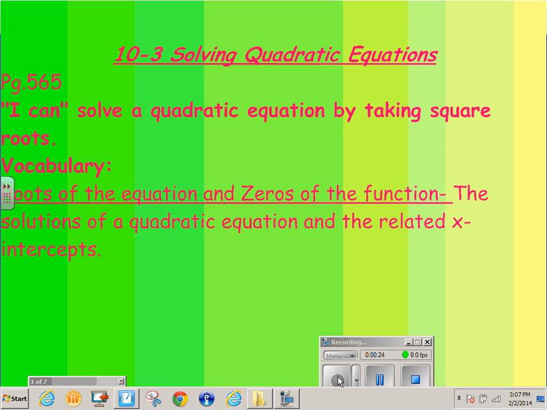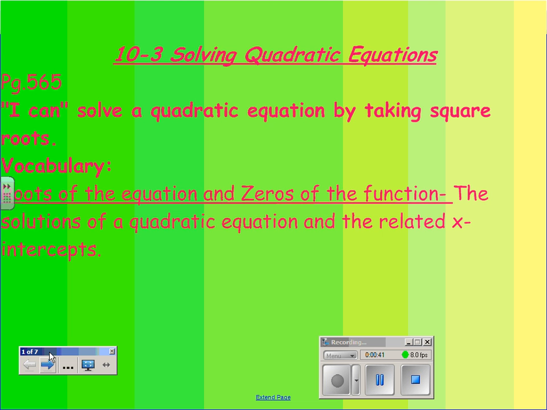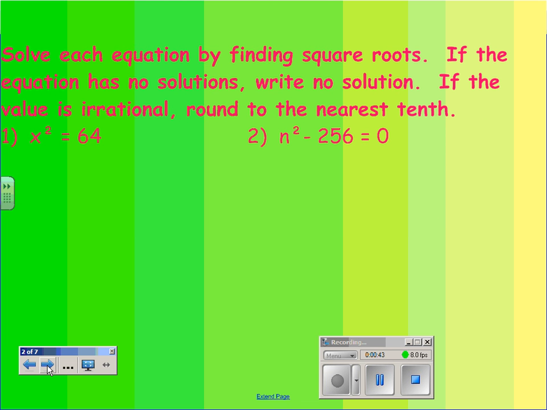What we're really trying to find today is, if I were to graph this function, where does it cross the x-axis? What is the x-intercept? That's what it is when we are finding the solution. So today we're just going to do that mathematically, and later on we will graph it and you'll see how that comes together. Solve each equation by finding square roots.